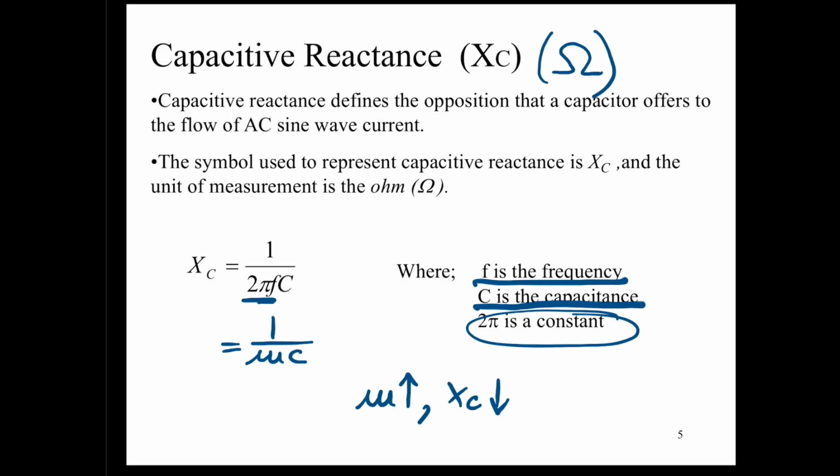Okay, so that would mean that at infinite hertz, a capacitor is a short. At infinite frequency, that would mean we have 1 over infinity, which is going to give us a 0 value. So we have a short circuit for a capacitor at infinite hertz, which is the opposite of an inductor, and that's what we've been saying.